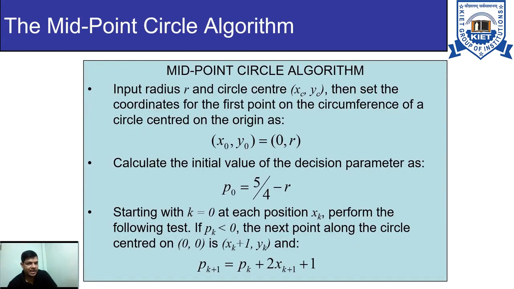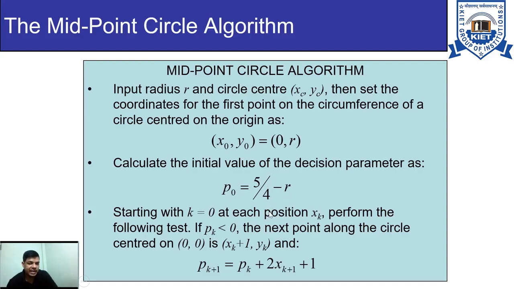So here we can summarize the midpoint circle algorithm as assuming that r is the radius of the circle and the center of the circle is at xc comma yc, and we are assuming that initially whenever we are drawing the circle the center is at the origin, and we know that the first point which is x0 comma y0, its value is 0 comma r, and we have already seen that in the very first step we will calculate the initial pixel parameter, and the value of initial pixel parameter is 5 upon 4 minus r.